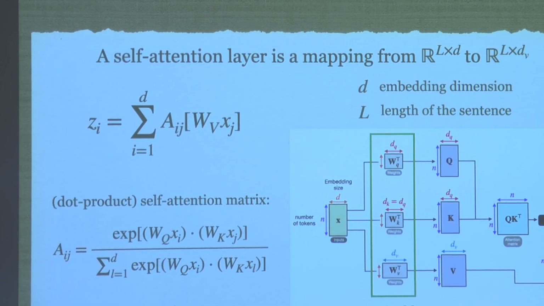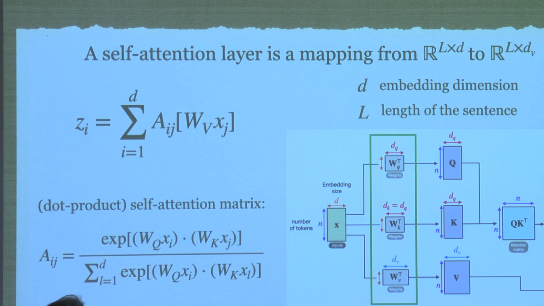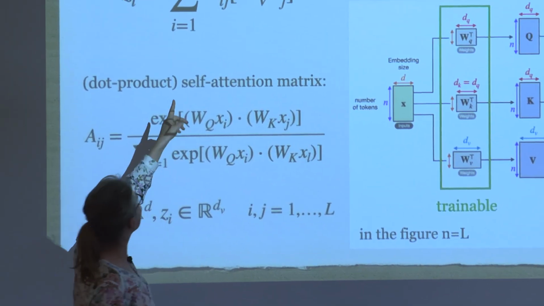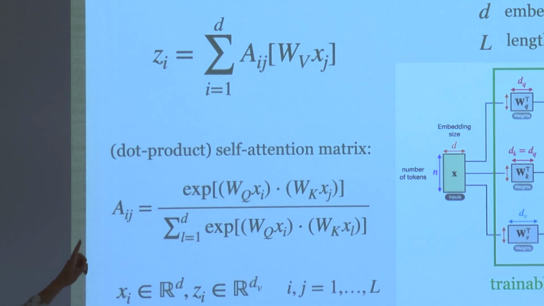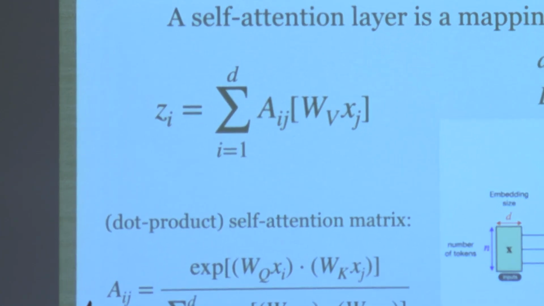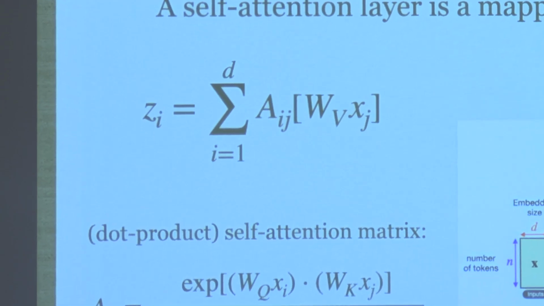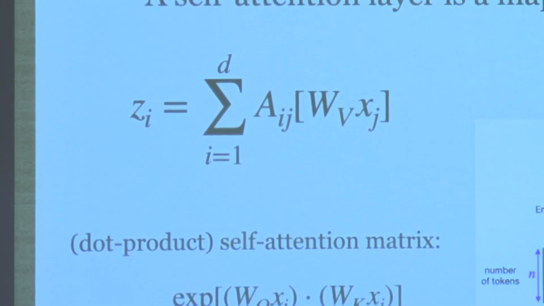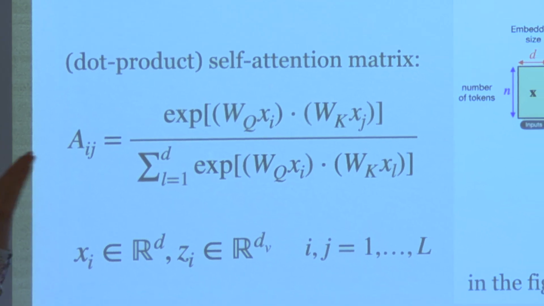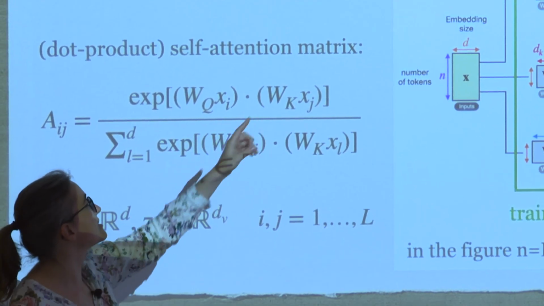No, sorry. A has the size... A is the attention matrix, and that has the size capital L times capital L. And WV is a matrix that has the size of the embedding dimension of X on one side and the embedding dimension of Z on the other side. So in my notation, D and dV.